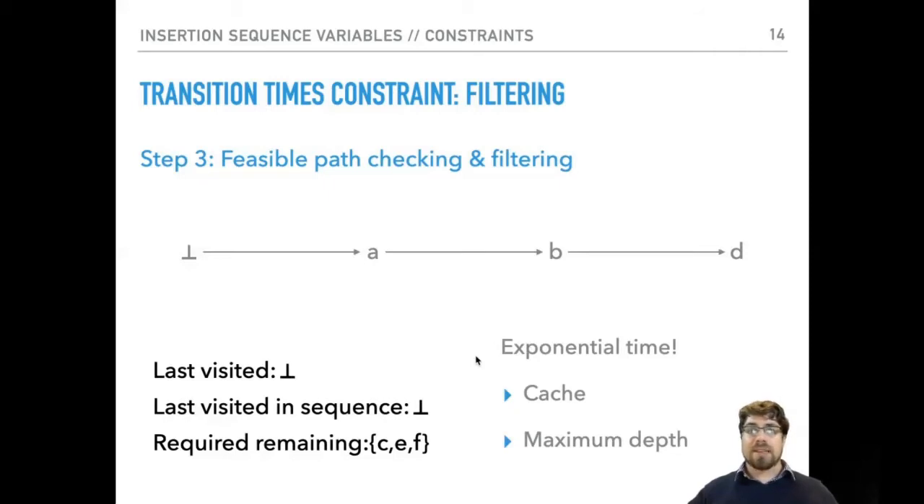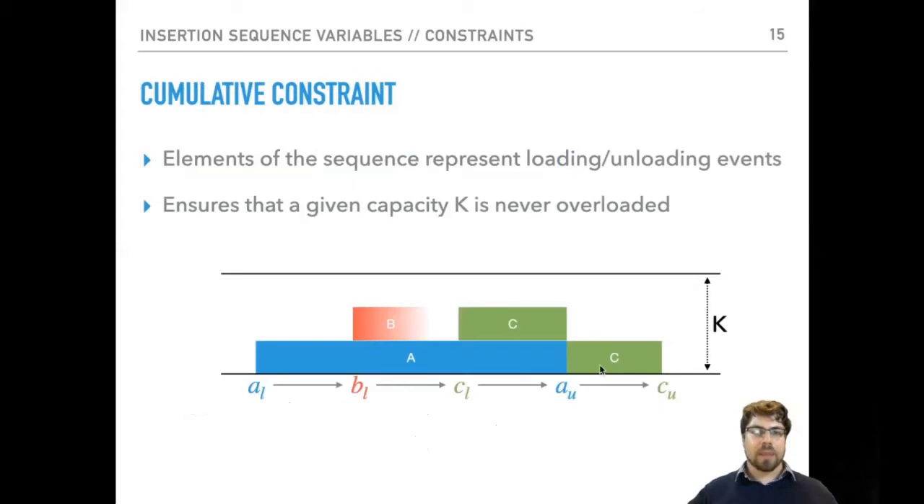So this algorithm has an exponential time, so it's quite expensive. So to deal with that, we use a cache, and we limit the depth of the depth first search by having an additional parameter.